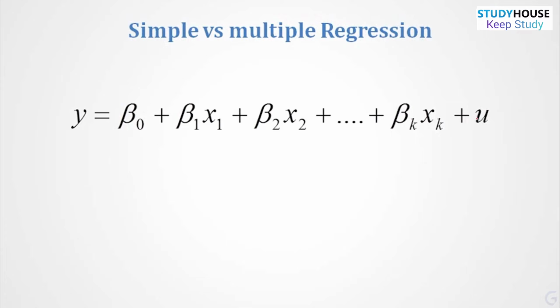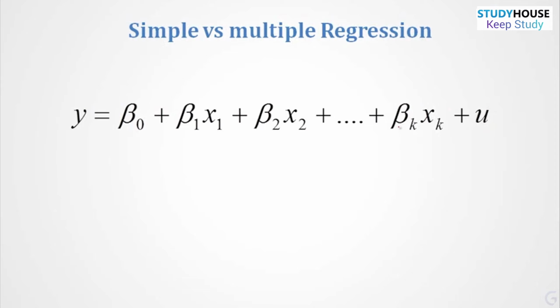What exactly is this u term? This is the error term, which means whenever we are trying to do a regression, we will never get an exact fit. There will be some amount of error, and u captures all the error term. So any form of regression which you do will be of this particular format.